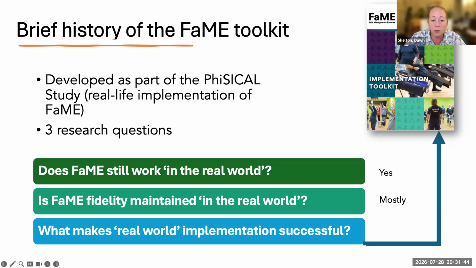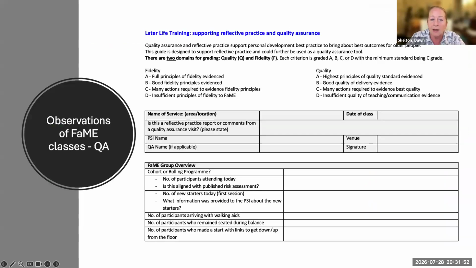So, part of what we used in order to understand how it was delivered in the real world and to look at fidelity was that we completed observations of the FaME classes with a checklist. This is just one page of it, and it is available in the toolkit for you to look at. But it was looked at externally by Later Life Training, who had delivered the original training and wanted to ensure that the main parts of training were being delivered in the real world.